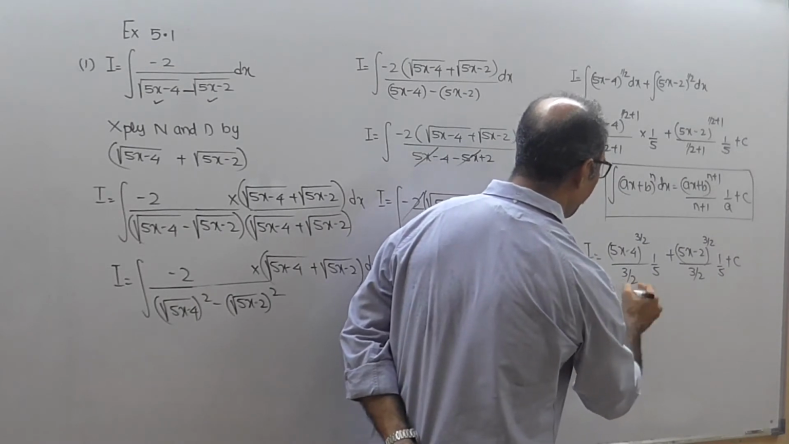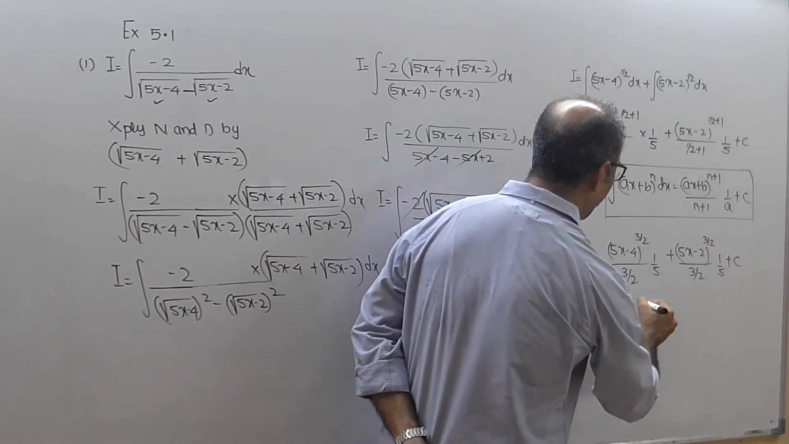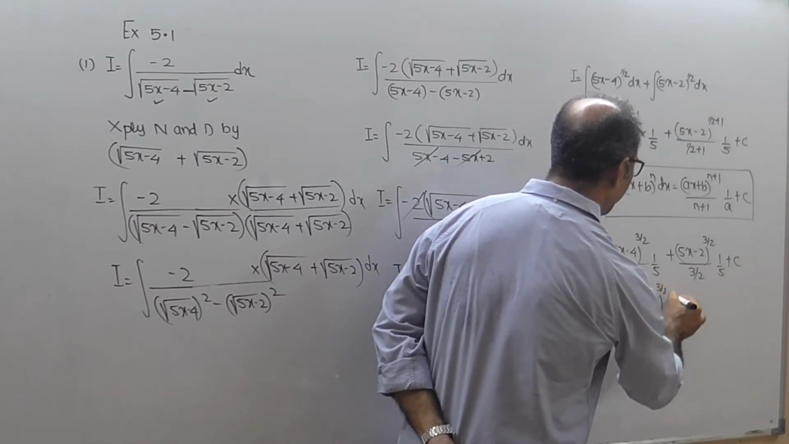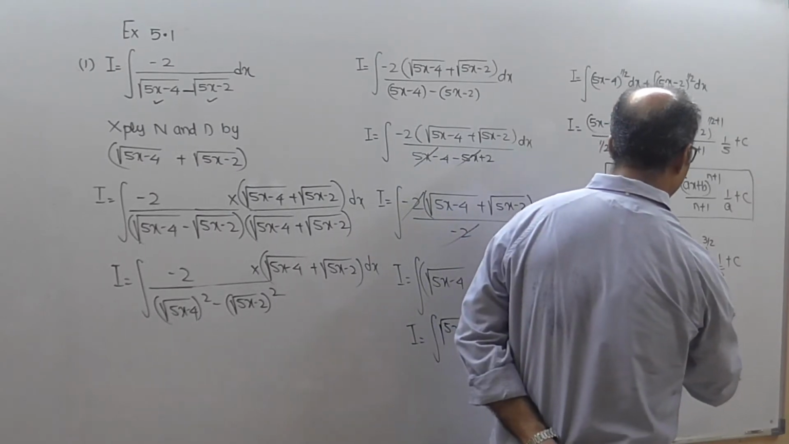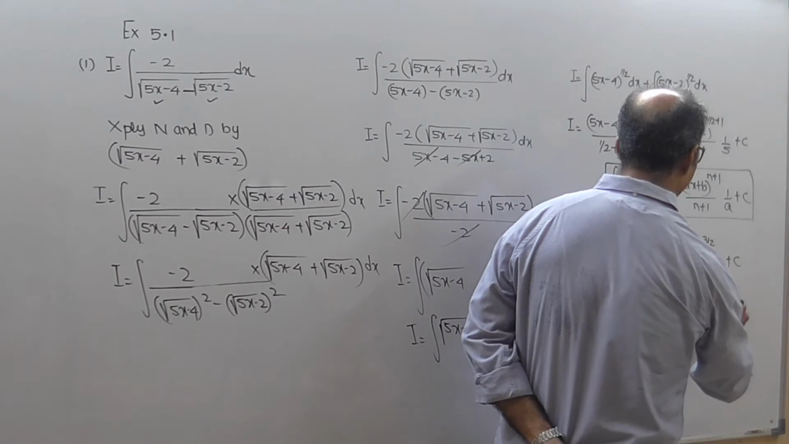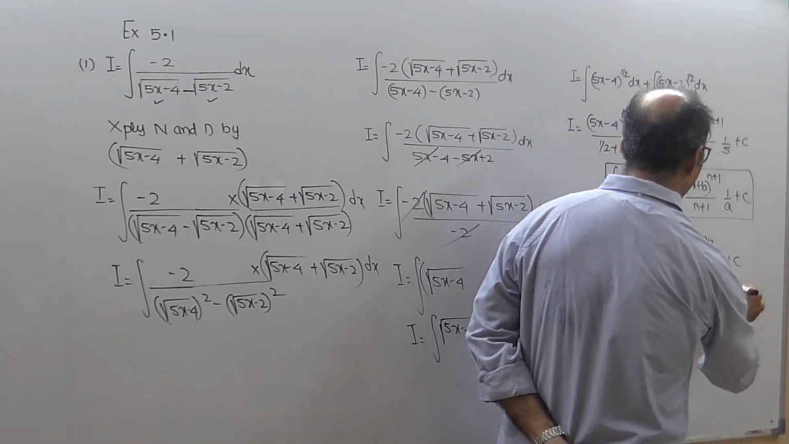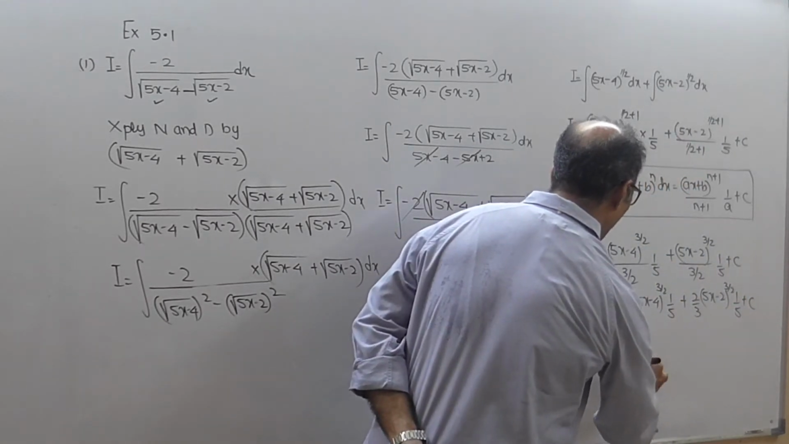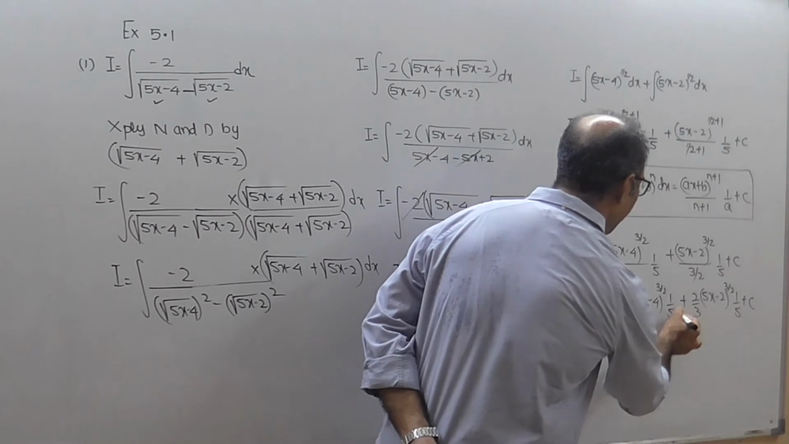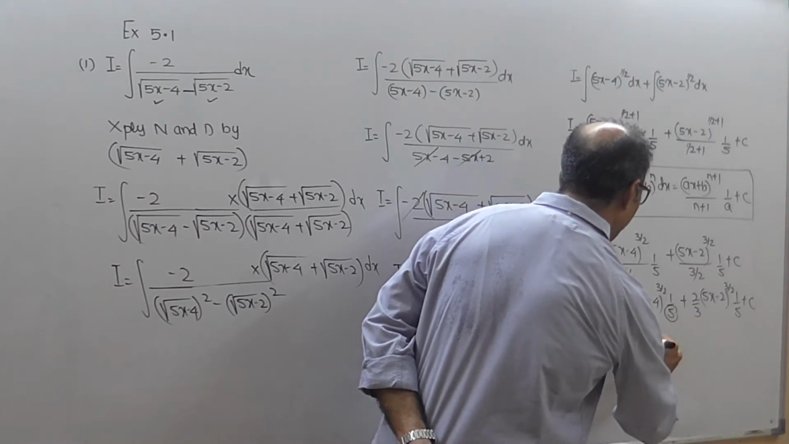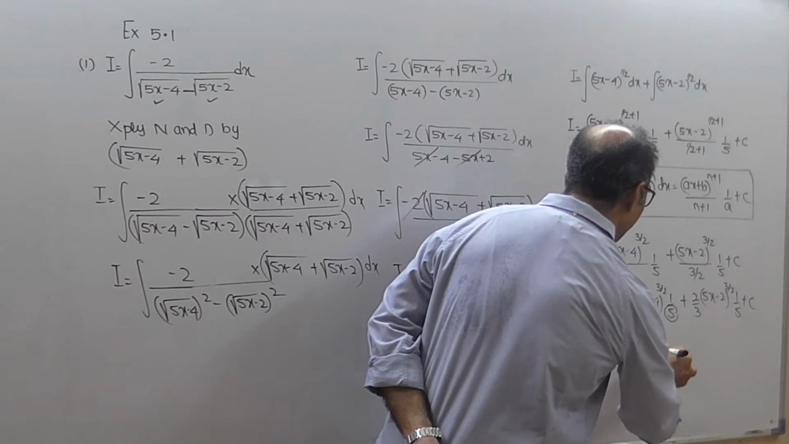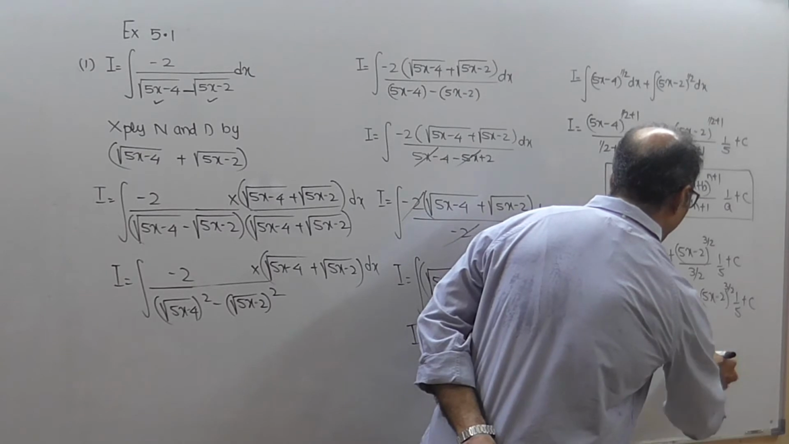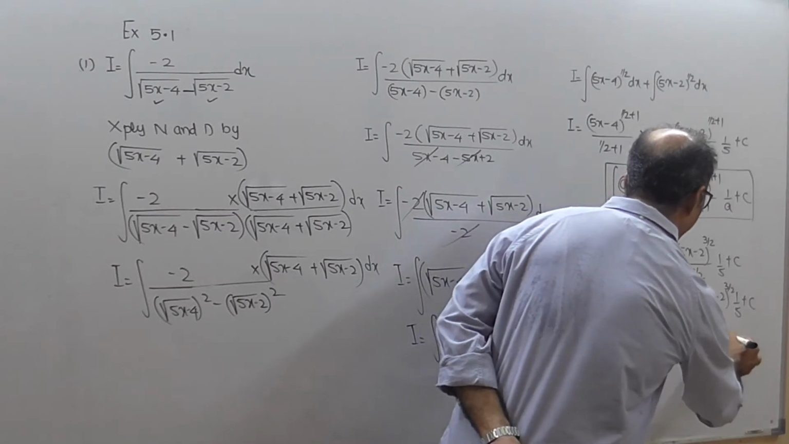So I will be equal to 2 by 3, (5x minus 4) raised to 3 by 2 into 1 by 5, plus 2 by 3, (5x minus 2) raised to 3 by 2 into 1 upon 5, plus c. Now what you can do is take 2 by 15 out, because 2 by 3 into 1 by 5 gives 2 by 15, and take it outside the bracket. You get this as 2 by 15 times (5x minus 4) raised to 3 by 2 plus (5x minus 2) raised to 3 by 2, plus c.